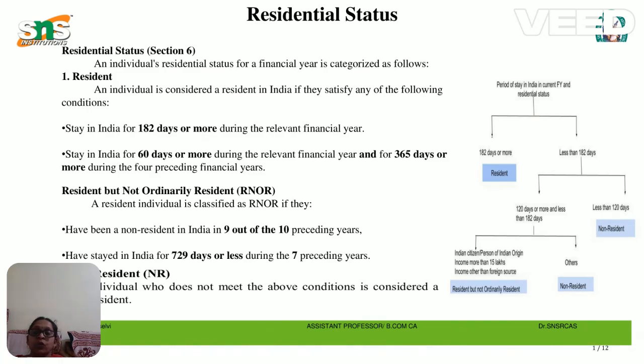Next one is not ordinarily resident. If the person stayed less than 729 days out of the preceding 7 years, or he did not stay in India for 9 years out of the 10 preceding years, meaning any one of the conditions is fulfilled, he is called resident but not ordinarily resident. This is the procedure to identify whether a person is a resident and ordinary resident, or not ordinarily resident.